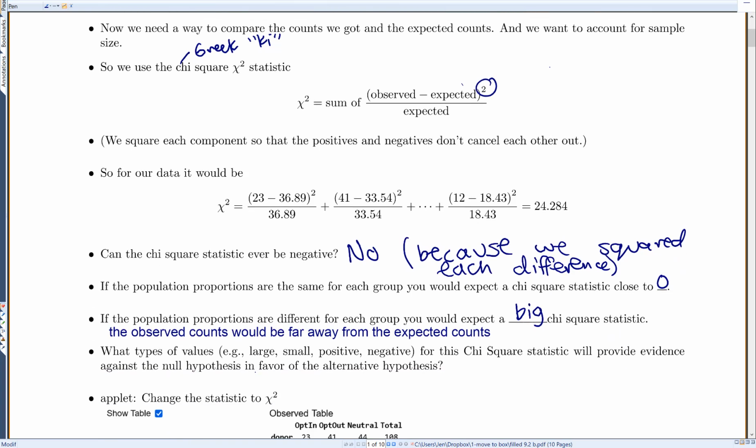So what types of values, like large, small, positive, negative, for this chi-square statistic will provide evidence against the null hypothesis that the population proportions are all the same, and in favor of the alternative hypothesis, which is that at least one of these proportions is different? So it's going to be large, positive values. Positive, because it always has to be positive, and large, because the larger they are, the farther our observed ones were from what we expected.